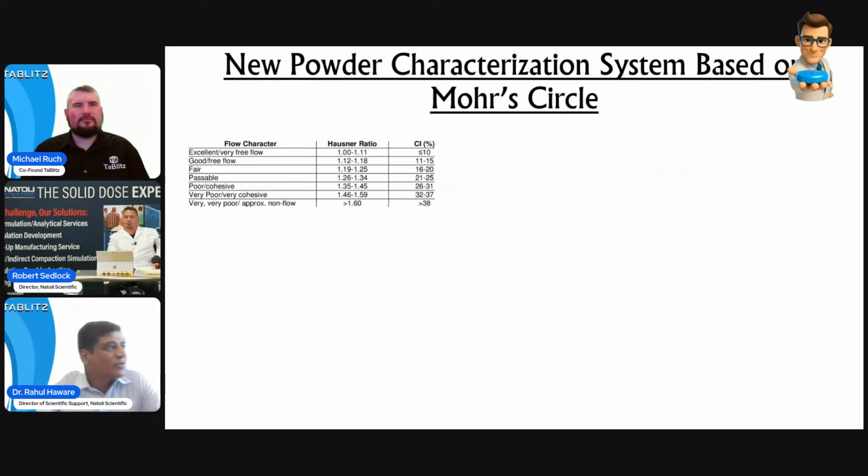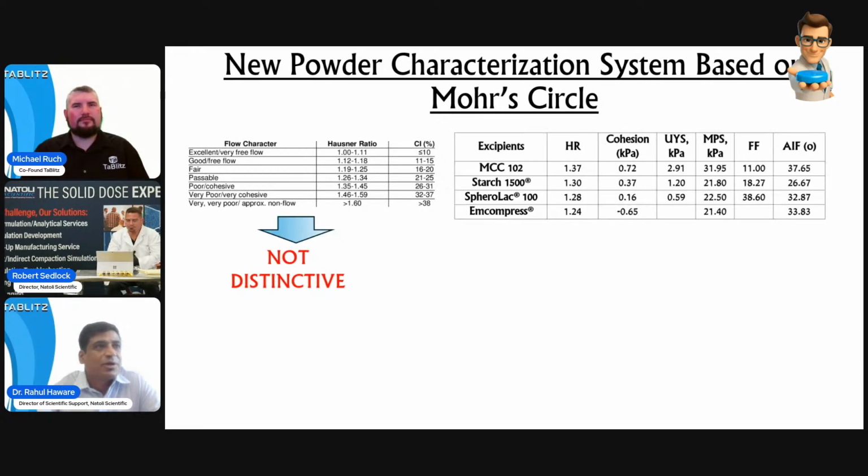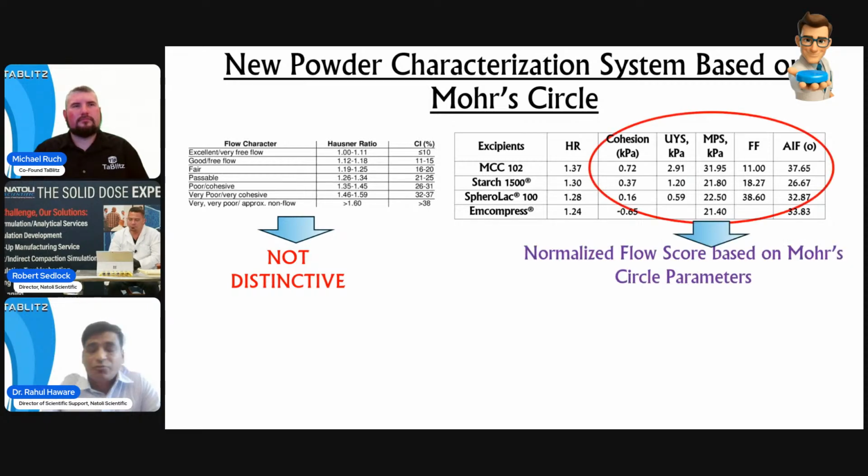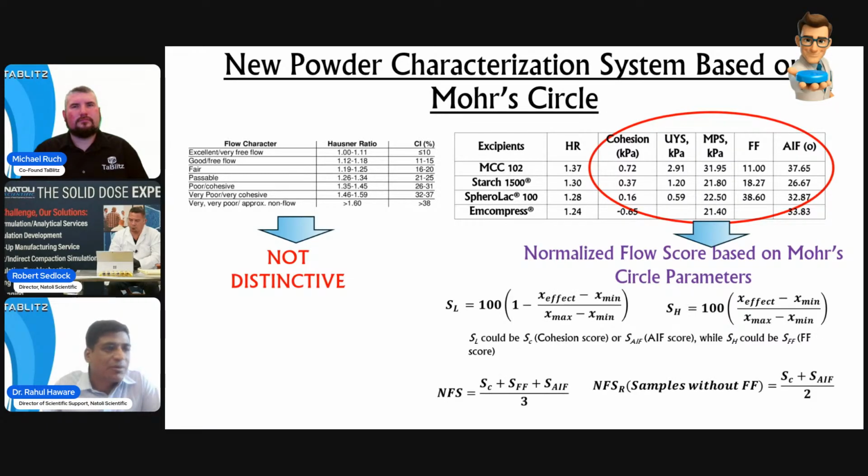So now, as you can see here, we have the Hausner ratio, which is not distinctive. And look, we have several parameters based on powder morphology, powder flow, powder cohesion, and powder dimensions, also particle dimensions and particle morphology. And what we did here at Natoli, I came up with a normalized flow score based on Mohr circle parameters. And these are some equations.